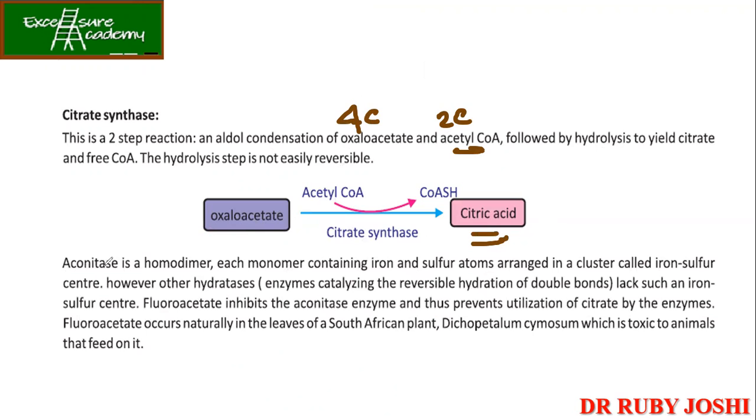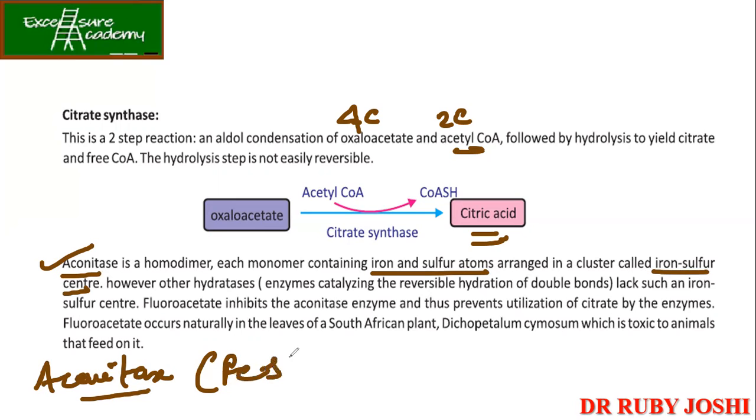Now aconitase. Aconitase is the enzyme. It is a homodimer, each monomer containing iron-sulfur atoms arranged in a cluster called the iron-sulfur center. This is important, guys. After citrate, aconitase will give you cis-aconitate. It has an FeS cluster, that is, an iron-sulfur cluster. However, the other hydratases lack such an iron-sulfur center. Fluoroacetate inhibits the aconitase enzyme, another point to remember, and thus prevents utilization of citrate.